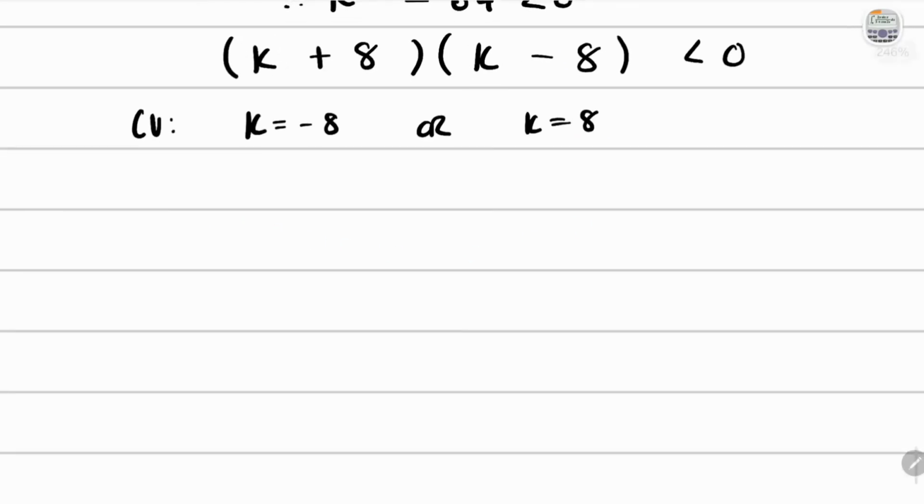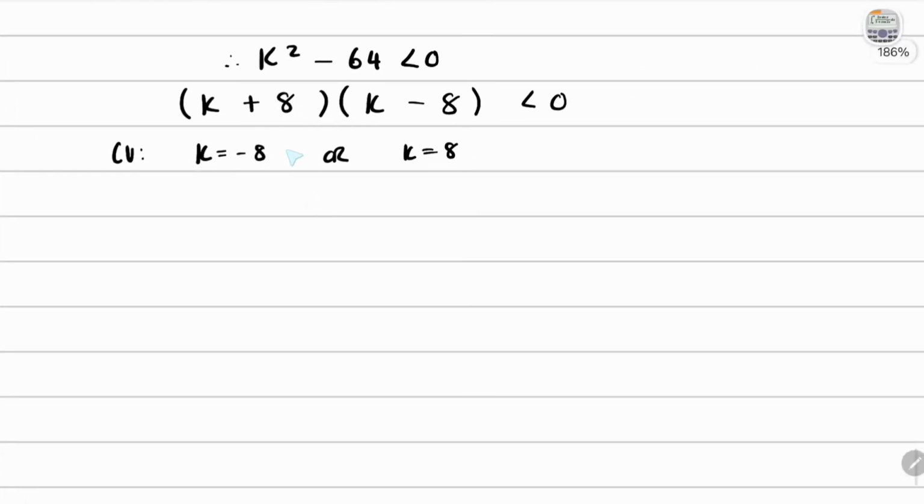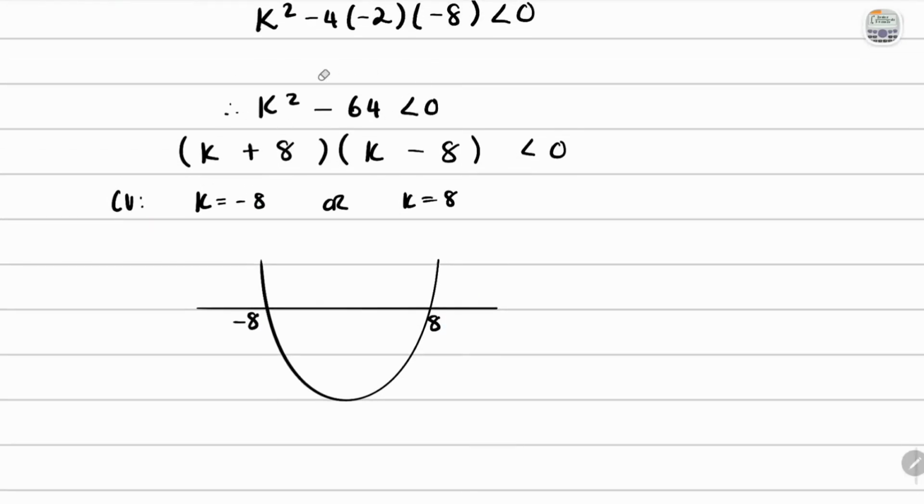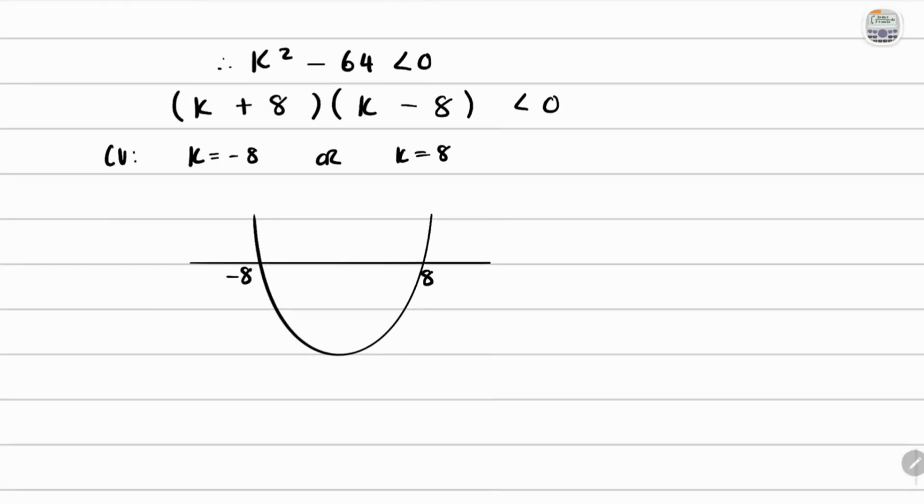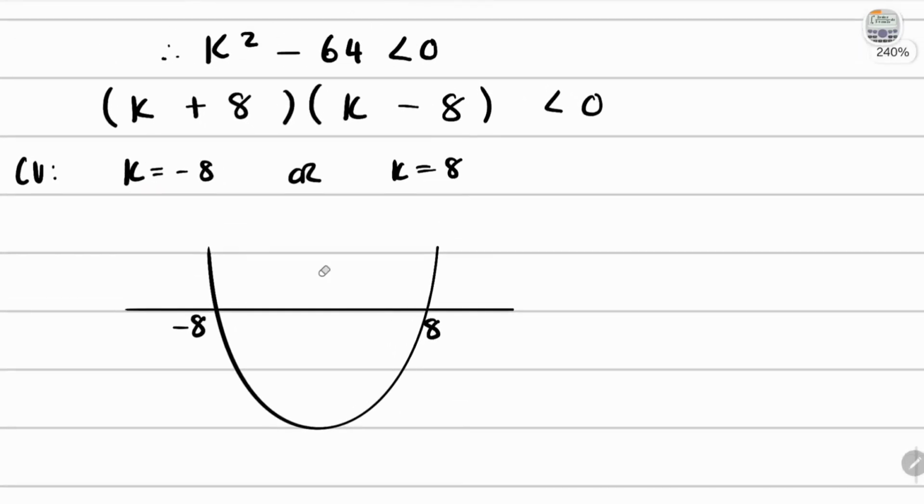Okay, and so now we're going to solve for k. So this is an inequality, and we can see that we have k squared, and the coefficient of k squared is a positive 1. So this is a concave up parabola, and we're solving for k here. The first k value is negative 8 and then positive 8. And we need to find where this function is less than 0. Where does it have y values less than 0?